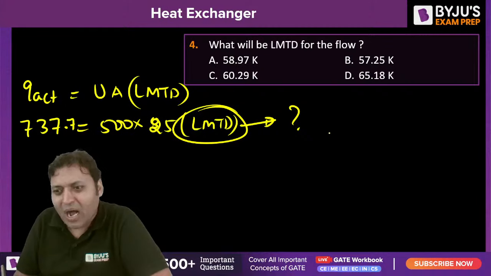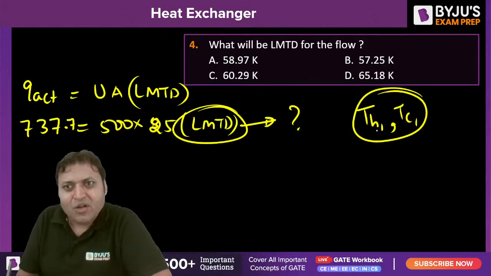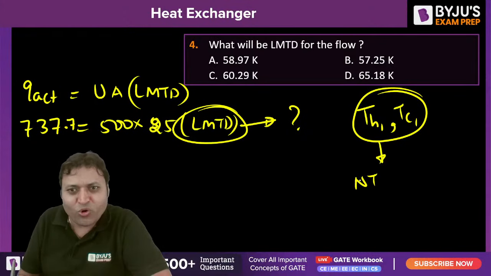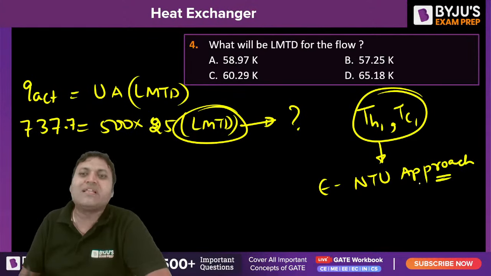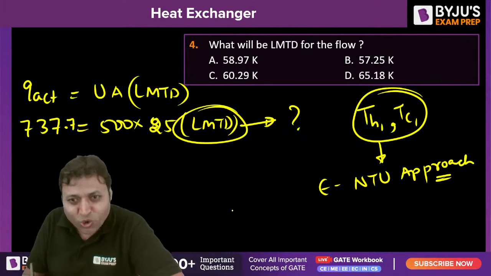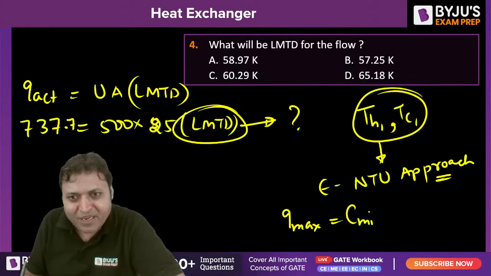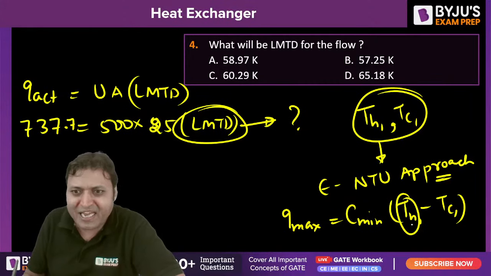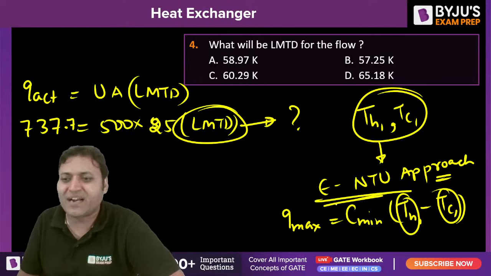If you know the inlet temperatures, for the effectiveness NTU approach we require the inlet temperature of both the fluids. If we only know the inlet temperature of both the fluids, then we can go for effectiveness, because Q maximum is C minimum into TH1 minus TC1. So we need TH1 and TC1 for applying effectiveness NTU. That is the condition, Abhishek.